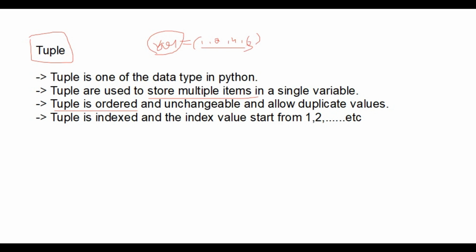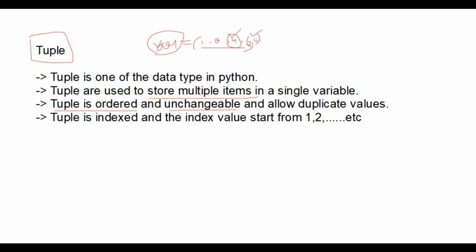So tuple, once you define a tuple, it cannot be changed again. So in list, we have seen that after defining also, if you want to change any value, suppose if you want to change 4, you can change in list, but in tuple you cannot change. Once you have defined that, we cannot change. That is the meaning of unchangeable. And allow duplicates. Tuple can allow duplicates. You can store 4 again here. So there are two 4s.